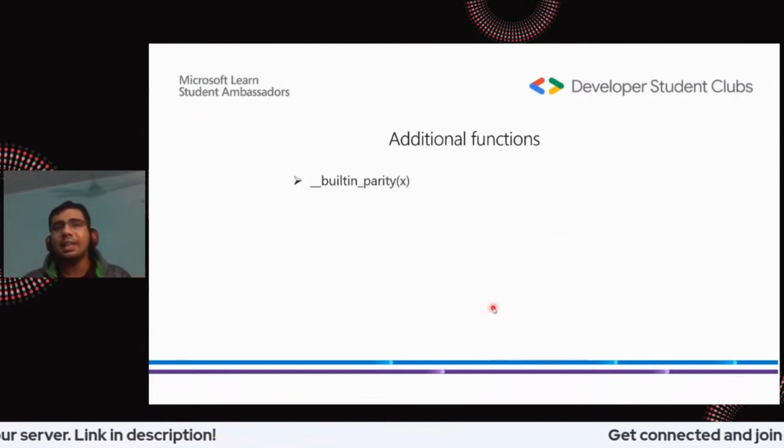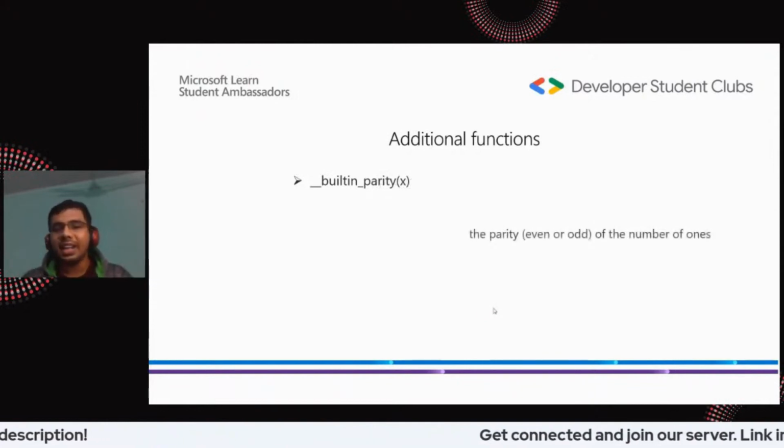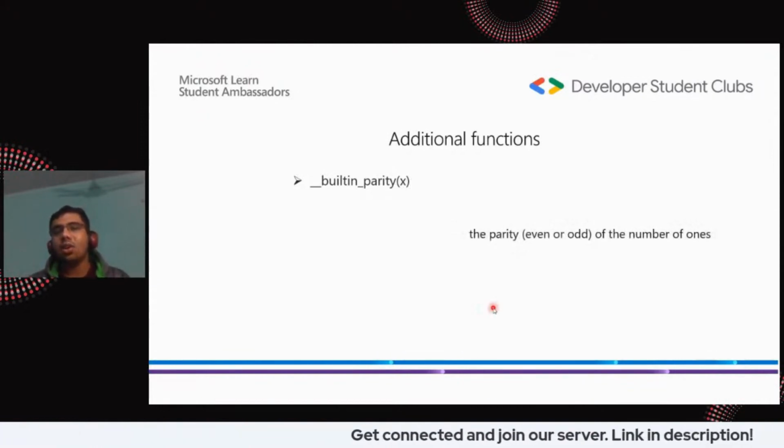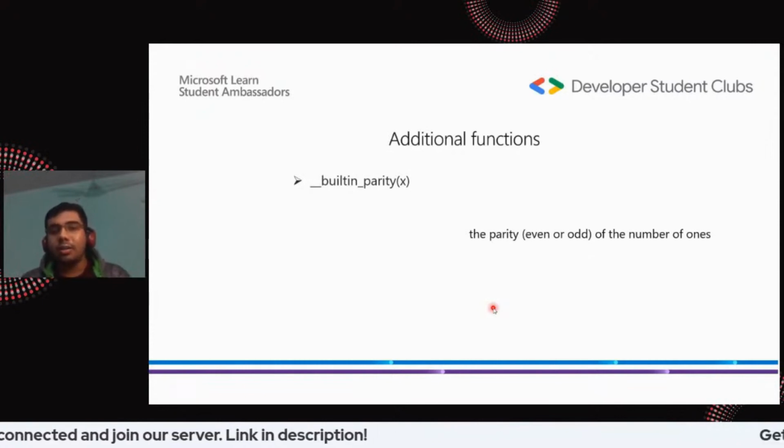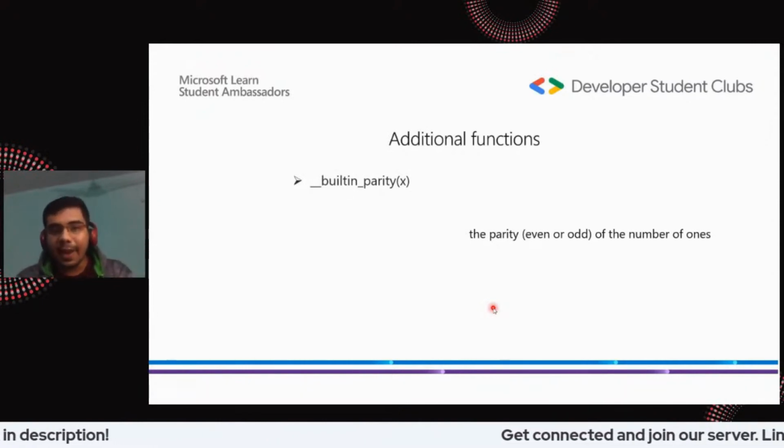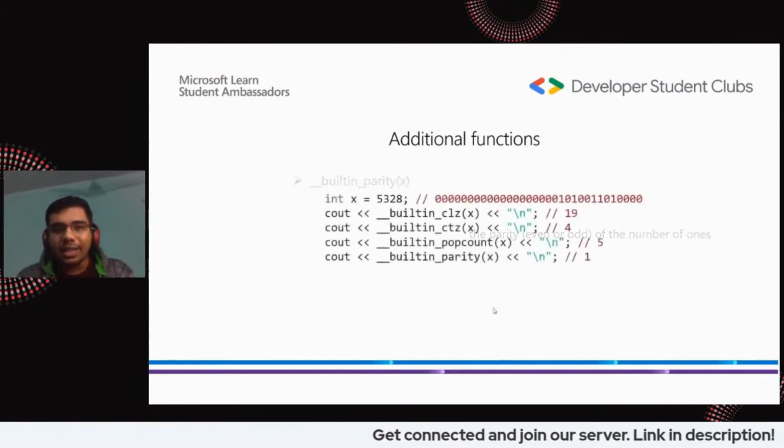And the next one is __builtin_parity. This helps you in checking the parity, even or odd, of the number of ones. So this works in such a manner on the parity of the numbers. Okay, checking the parity. Let's look at the example.